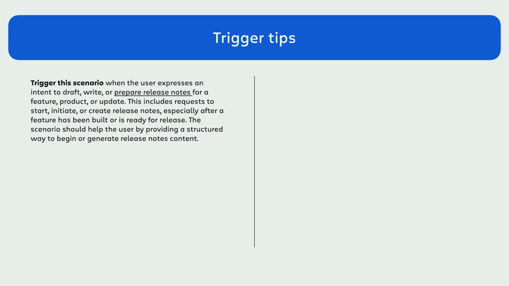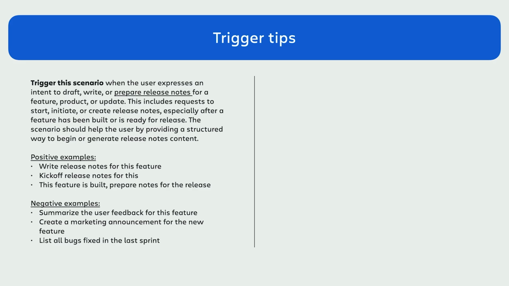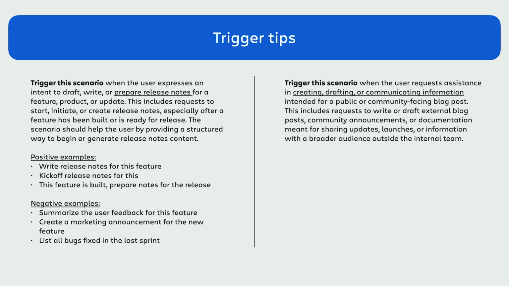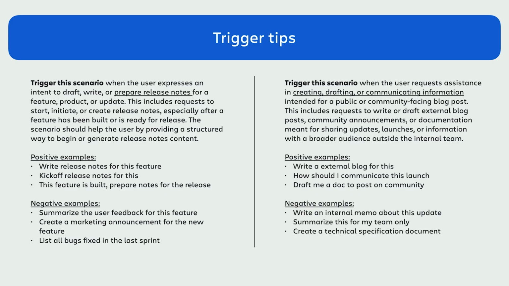So, for example, for those scenarios we just talked about, let's say I want to prepare release notes. So I say, hey, when a user expresses intent to draft, write, or prepare release notes, I want you to do this. Some positive examples include these 3. Some negative examples include these 3. And I would do the same thing with writing community posts, right? So you want to be really specific. You don't have to get this in depth, but I do recommend you do.